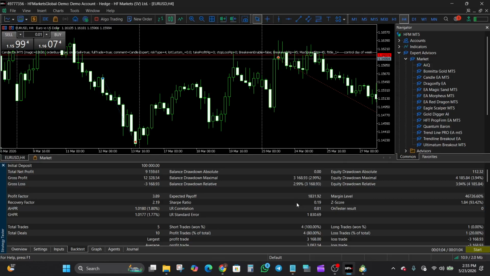Overall, this EA is clearly built around candlestick pattern based decision making with structured risk controls. But like any system, proper optimization and testing are key before considering live deployment.